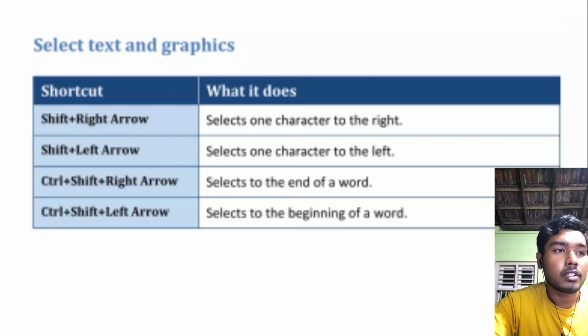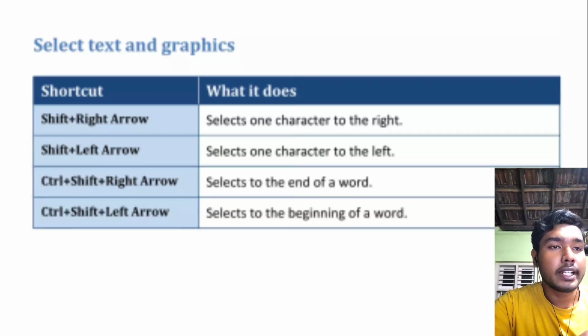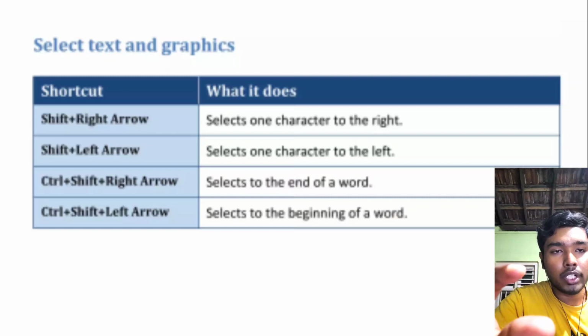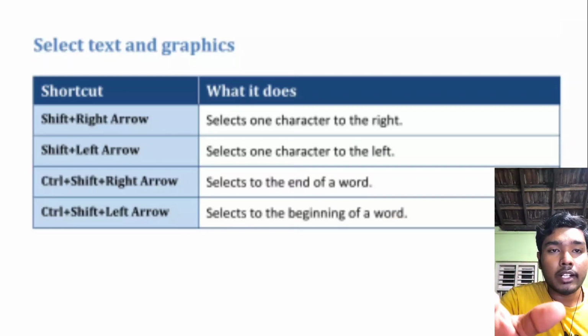Select text and graphics. Okay, shortcut keys. Shift plus right arrow selects one character to the right. If we press the Shift key and then the right arrow, it selects one character. One character in MS Word means one letter or one digit. If we press Shift plus the left arrow, it selects one character to the left.